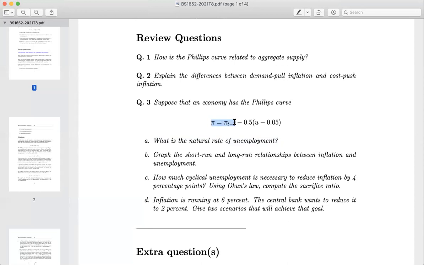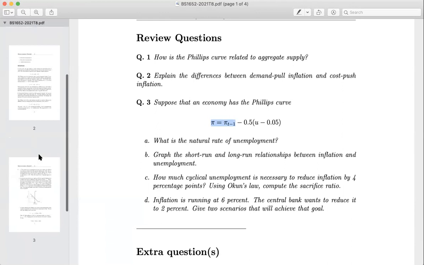Okay. Is that clear, guys? It's not something difficult to find out, but the main point here is to understand that at the natural rate of unemployment, pi will equal pi t minus 1, or the actual inflation equals the expected level of inflation. The second point asks us to graph or plot the short run and long run relationships between inflation and unemployment, and that's basically the short run Phillips curve and the long run Phillips curve.